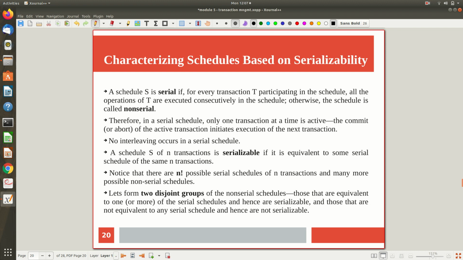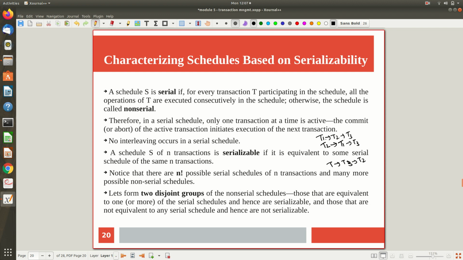But can you tell me how many serial schedules are possible? If I have n transactions, I can arrange these transactions in n factorial ways. Suppose I have 3 transactions: one serial execution is T1 followed by T2 followed by T3, and another serial execution could start with T2, because we don't have any dependency between them, but we want them to execute one after another. Here I can change to T3 first, then T2.